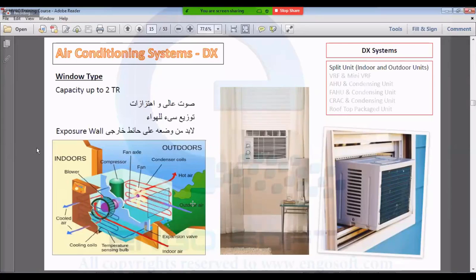So it has very high noise, makes vibrations. It makes the building look ugly. We should cut the wall to install it. It has very bad air distribution. It has limited capacity also.